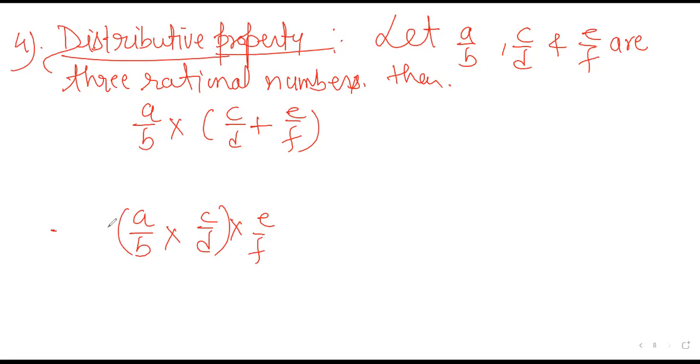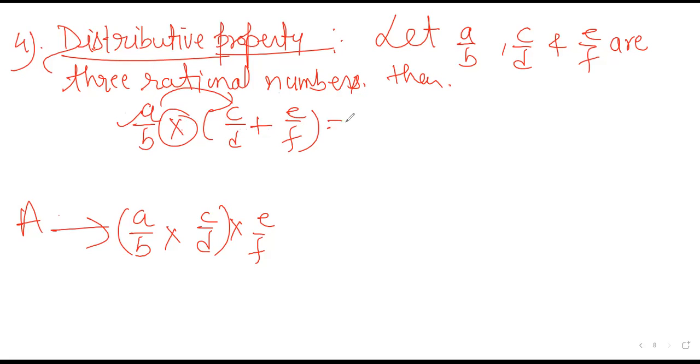Everywhere in associative, the multiplication sign or addition sign will be the same everywhere. But here in distributive, a/b multiplied by (c/d + e/f) means the rational number outside the bracket will be distributed to the inside of the bracket, because if you know the BODMAS rule, firstly we will solve the bracket, then we will do the multiplication of this number after getting the answer of the bracket.